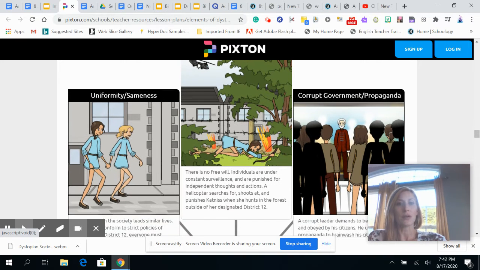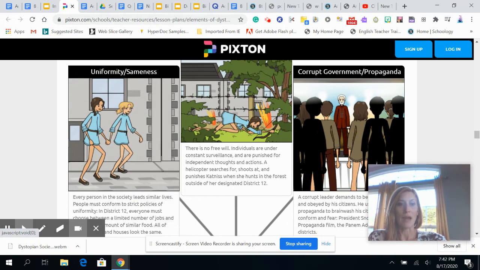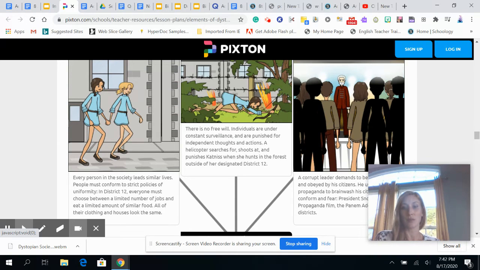We have uniformity or sameness. Every person in the society leads similar lives. People must conform to strict policies of uniformity. In District 12, everyone must choose between a limited number of jobs and eat a limited amount of similar food. All of their clothing and houses look the same.